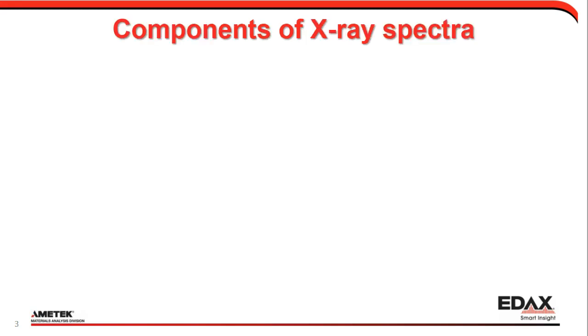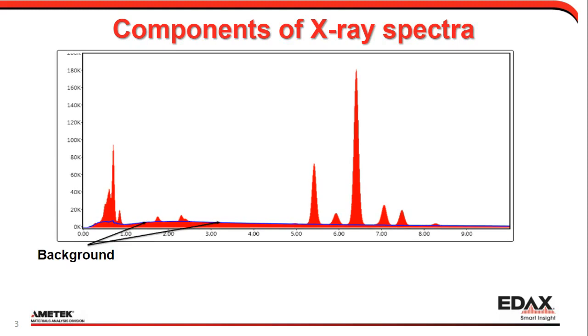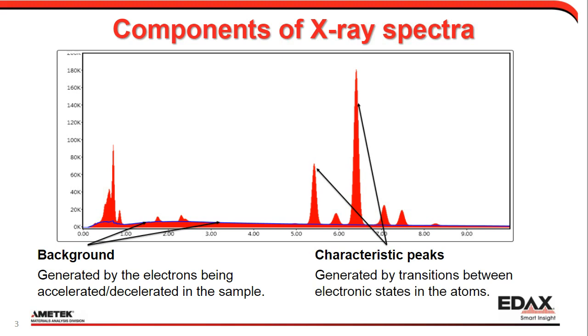So, first off, this is an EDS spectrum, and we have background signal in here, which is the low, flat-ish part of it. And above the background, we have the characteristic peaks protruding. The background itself is generated by electrons being accelerated or decelerated in the sample, basically changing direction, whereas the characteristic peaks are generated by transitions between the electronic states in the atoms in the sample.